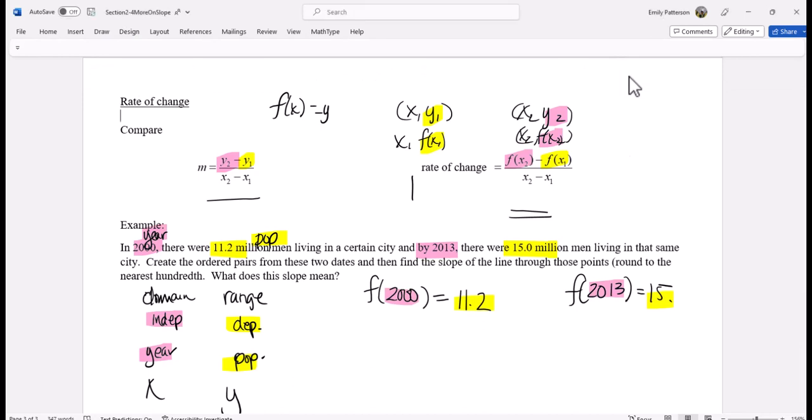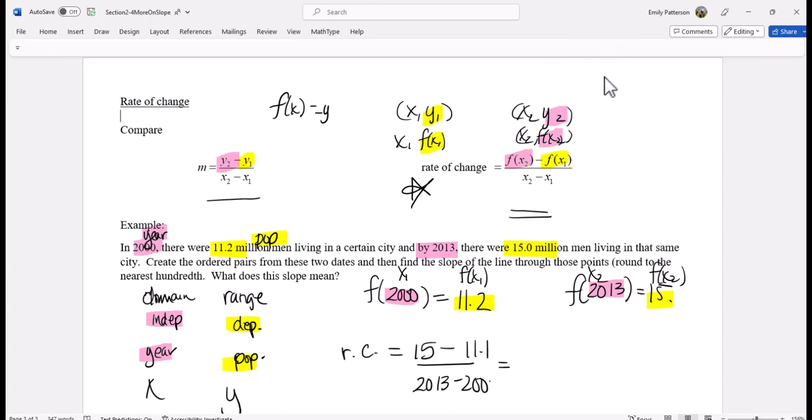So let's put it into our rate of change equation here. We can make this one x1, f of x1. We can make this x2, f of x2. So as we look at this, my rate of change formula is equal to f of x2 minus f of x1 all over x2 minus x1. So subtracting these two values, oops, that needs another zero. Subtracting the values on top and subtracting the values on the bottom, we get a change of 3.9 over 13.